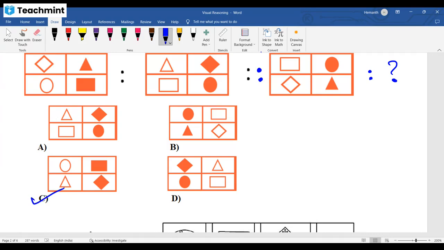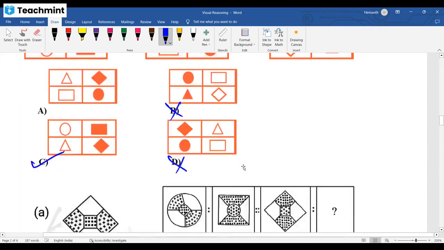They interchange top two symbols, then they shaded. Okay, so in fact, right side should be shaded part, that directly eliminates B and D, and they need to swap the elements in row. Okay, row wise they are swapping, not column wise. Maybe next time they ask the same question, column wise swapping also they can do. That's also a chance you need to work on it.